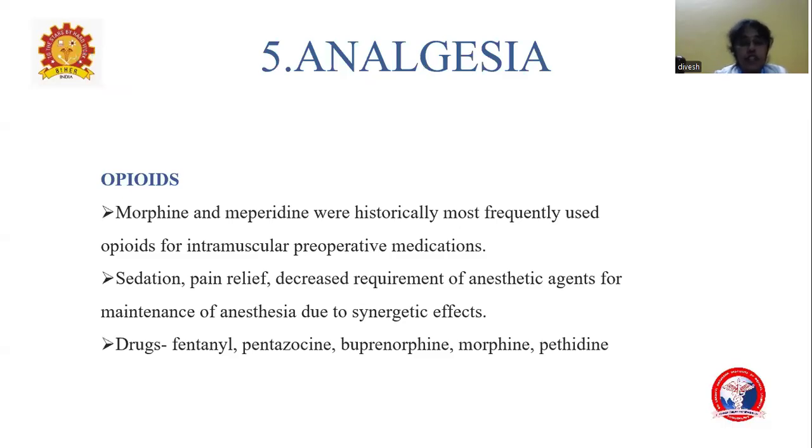Next, we are going to discuss analgesia. Opioids are the most common analgesics we use intraoperatively. Morphine and meperidine were historically the most frequently used opioids for intramuscular preoperative medications. They give sedation and pain relief, and decrease the requirement of anesthetic agent for the maintenance of anesthesia due to a synergistic effect. The drugs which we use are fentanyl, pentazocine, buprenorphine, morphine, and pethidine.